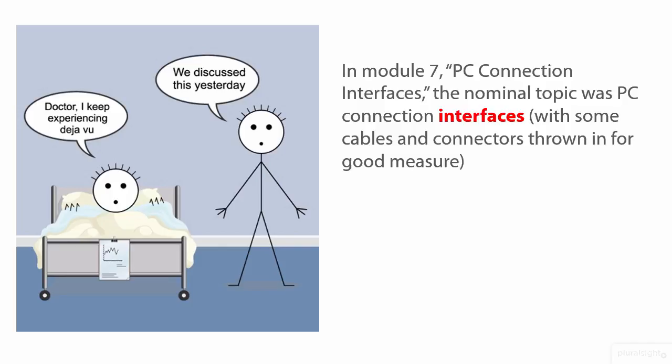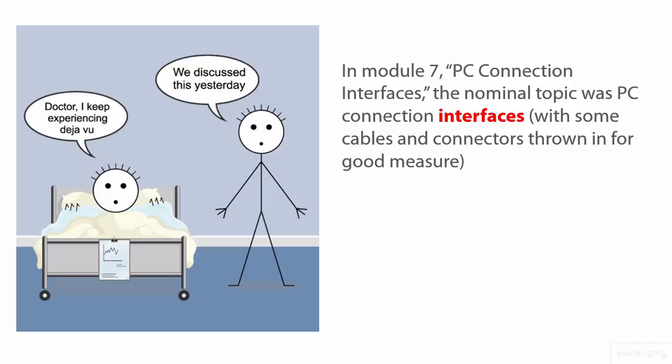Well, if you've been following this course sequentially, you might remember that in Module 7, which was called PC Connection Interfaces, we talked about USB, we talked about SATA, we talked about the difference between an interface, a connector, and a cable. And so, of course, I was thinking, well, is CompTIA reinventing the wheel? Are they literally giving us two modules that cover the same ground?